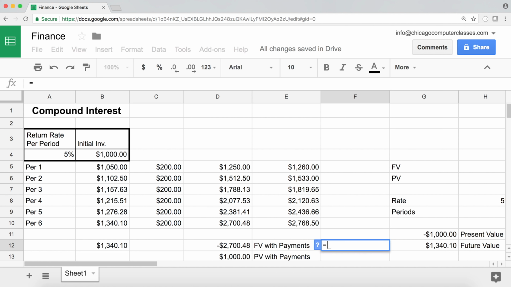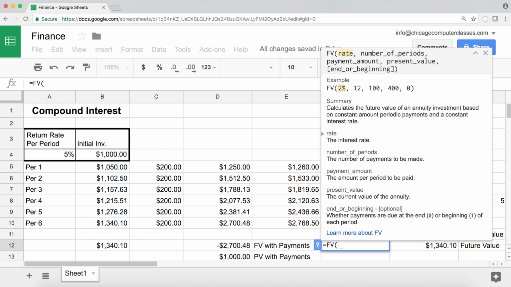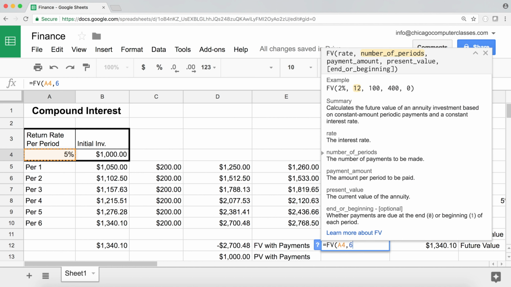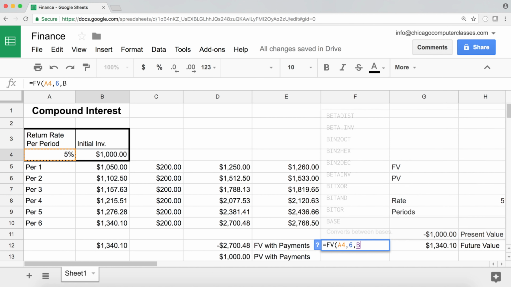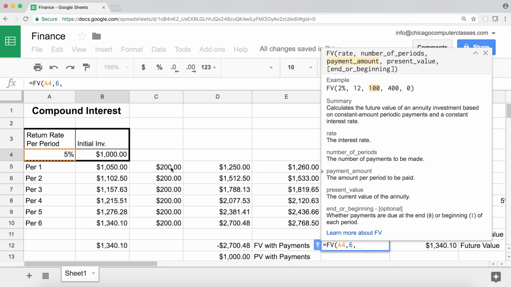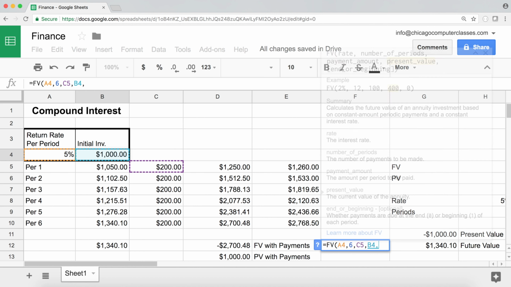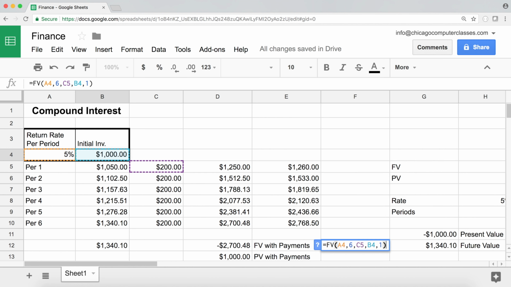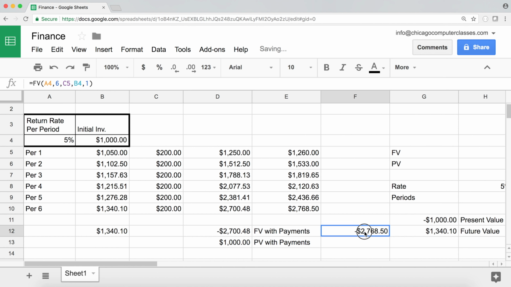So again, I'm going to go FV, future value, and I have the rate, 5%. I have number of periods, 6. I have payment amount, oh, that's not it, is it? No. 200, comma. I have present value, which is 1,000. And finally, this is not going to be the end of the period, it's going to be the beginning of the period when we're going to make our payments. So 1, hit enter, and there is the same number we're getting here.